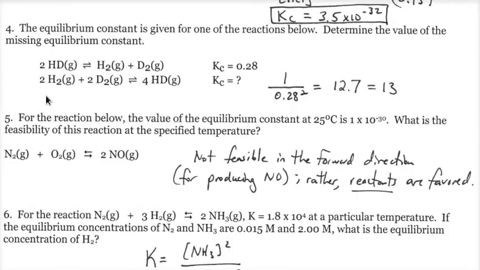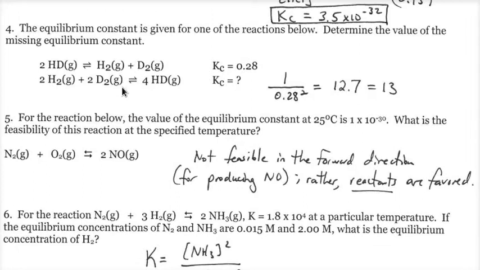Number 4. So what happened between this reaction and this reaction? It was inverted. So the 2HD ended up on the right, and the H2 and the D2 end up on the left, and also everything was multiplied by 2. So 2HD times 2, 4HD, and then 2 hydrogens, 2 D2.